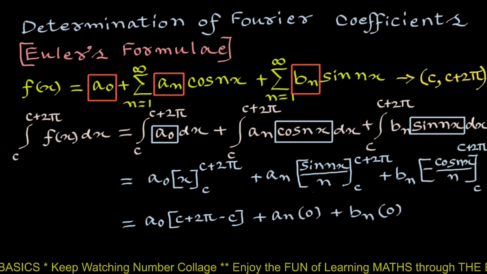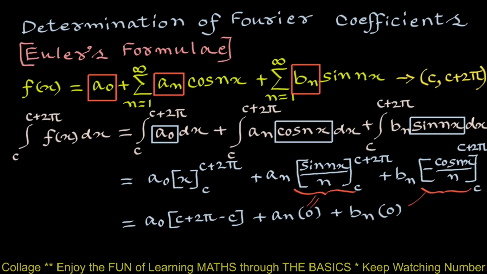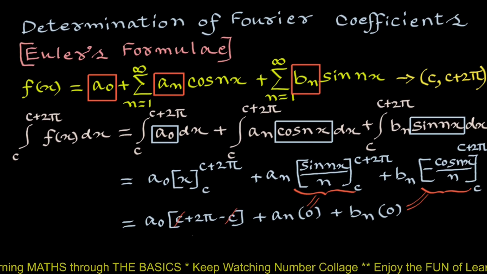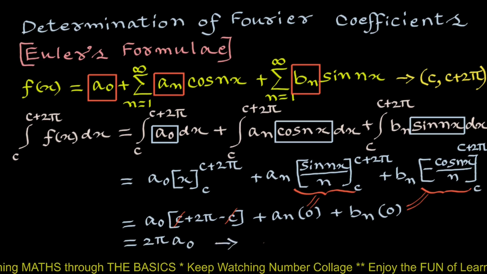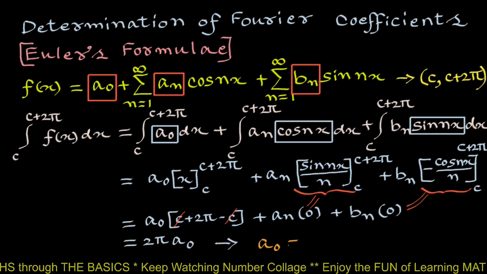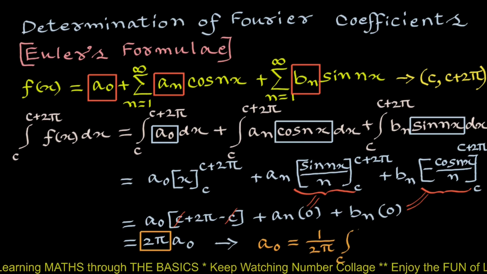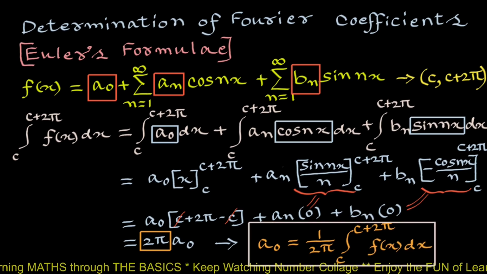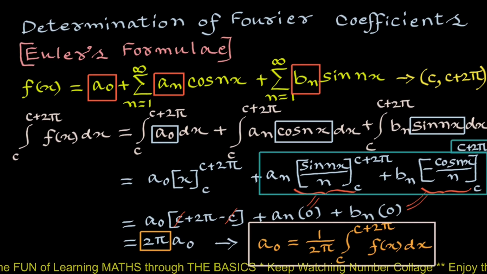We will see why these two definite integrals work out to be 0 separately. So this will be, after cancelling this c, 2 pi a0, and that gives the first Euler's formula: a0 equals 1 upon 2 pi integral from c to c plus 2 pi f(x) dx. Now we will see why these two definite integrals work out to be 0.